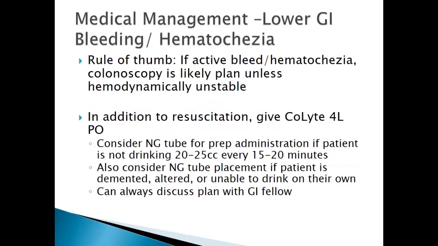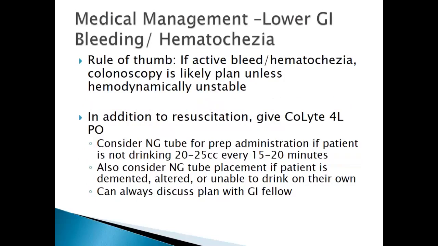For lower GI bleeding, medical management is more simple besides the resuscitation effort. The rule of thumb is if they're actively bleeding and have hematochezia, a colonoscopy is the likely plan unless they're hemodynamically unstable, in which case we'll be treating as an upper.